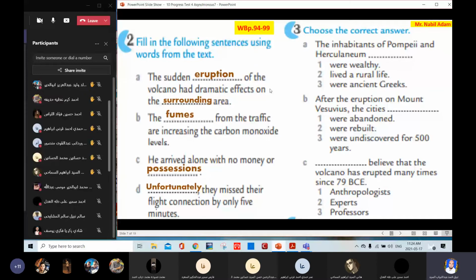Amr Hamdi. The inhabitants of Pompeii and Herculaneum were wealthy. Were wealthy. Yes, good. After the eruption of Mount Vesuvius, the cities. What happened to the cities? The cities were abandoned, were rebuilt, or were undiscovered for 500 years. Ahmed Altras.